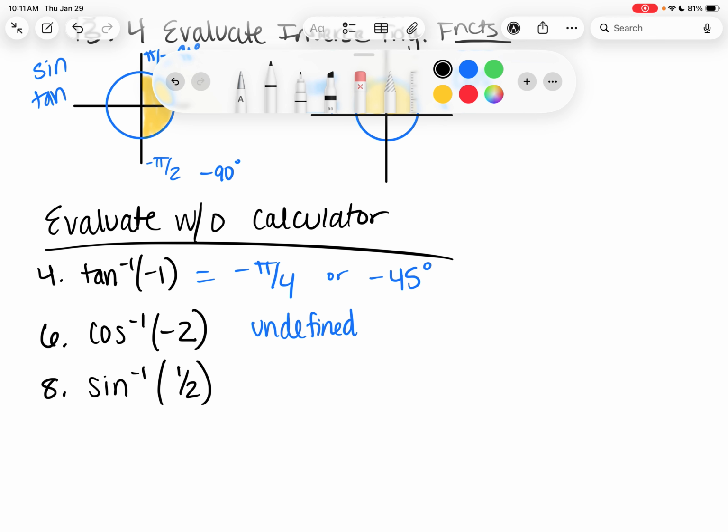Number 8, inverse sine of 1/2. So I'm looking for where sine, so the y value, is 1/2 on here. That occurs up here in quadrant 1. It also occurs up here in quadrant 2, where the y value is 1/2. But sine only occurs on the right side, from minus pi over 2 to positive pi over 2. So it's pi over 6, or 30 degrees. Do you want us to put both the pi and the degree always? If you want all the credit, yes, because it says write your answer in radians and degrees.